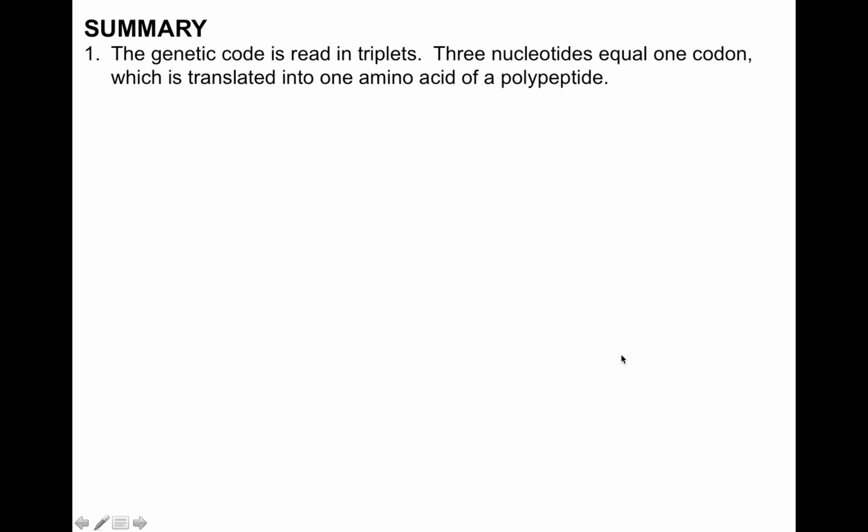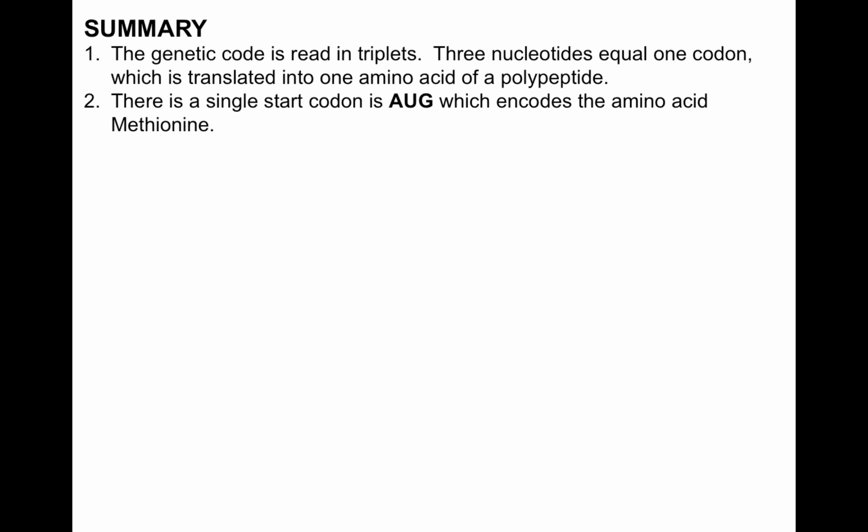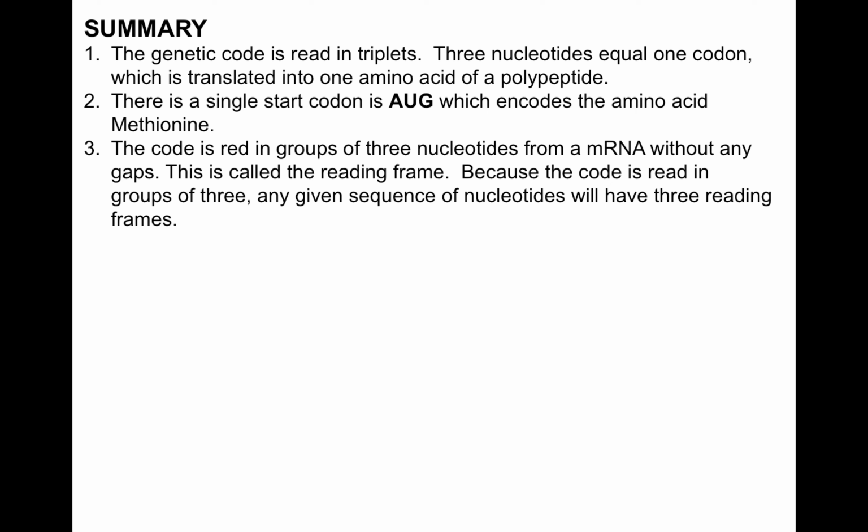So in summary, the genetic code is read in triplets. Three nucleotides equal one codon, which is translated into one amino acid of a polypeptide. There is a single start codon, it's AUG, and it encodes the amino acid methionine. The code is read in groups of three nucleotides from a messenger RNA without any gaps. This is called the reading frame.